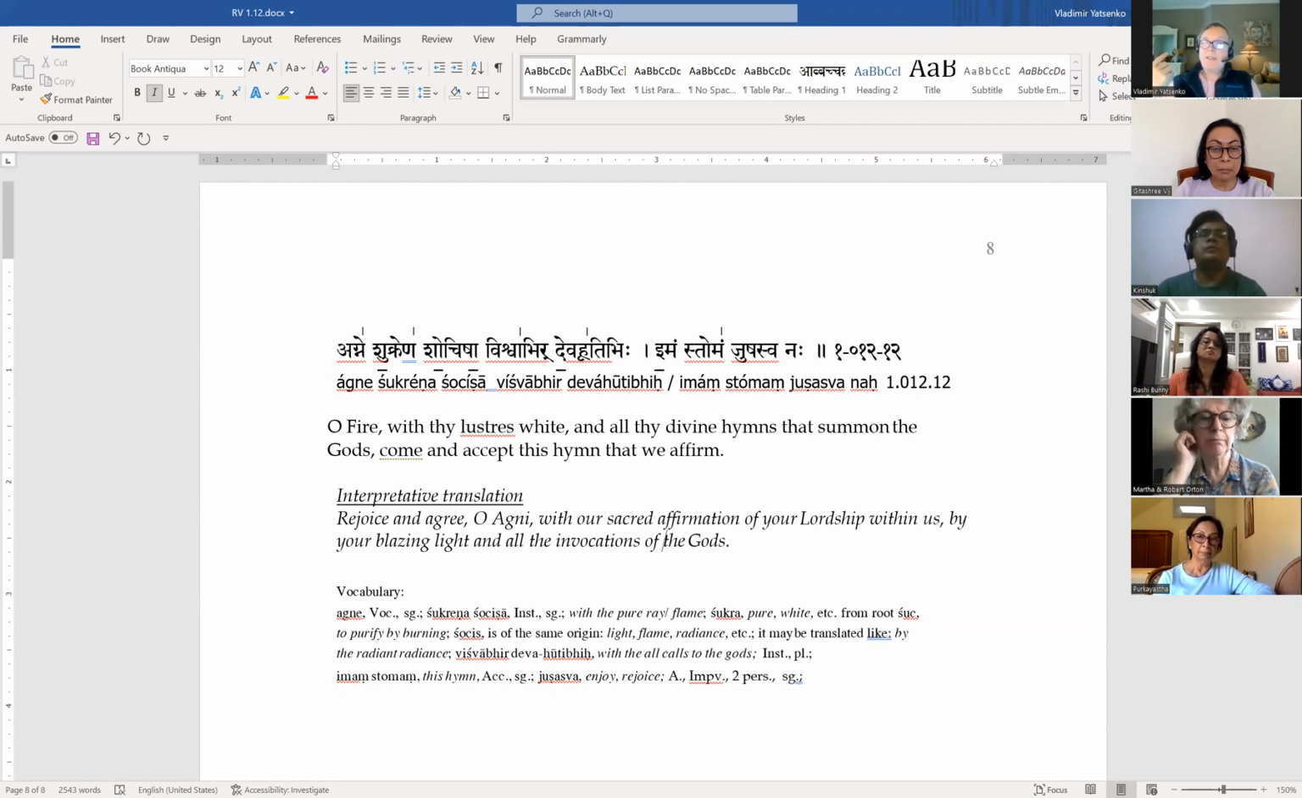Rejoice and agree. So agree to our affirmation of you as our Lord. Agree, we happily accept that we call you to be our leader. With all your blazing pure light and with all the powers which invoke the other greater divine powers to act upon us, which he brings with himself. So this is the end of the hymn.